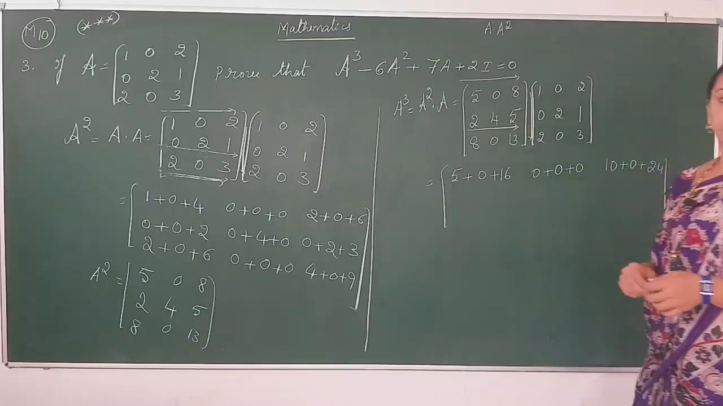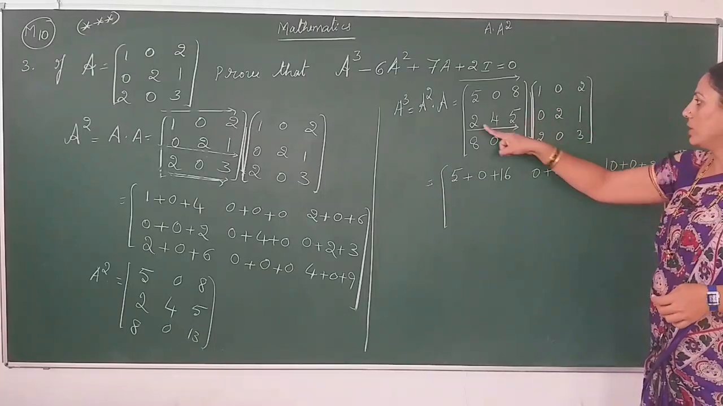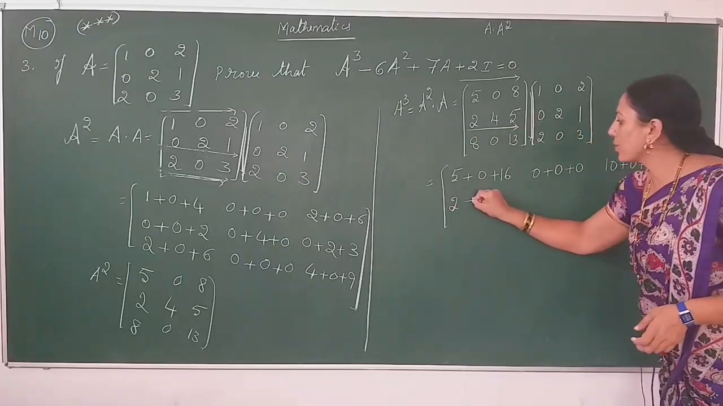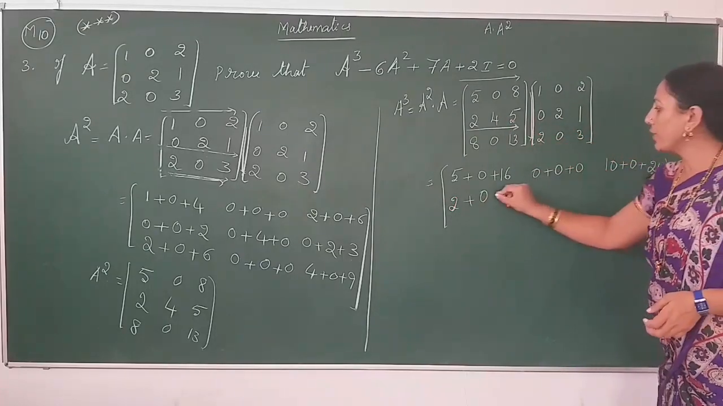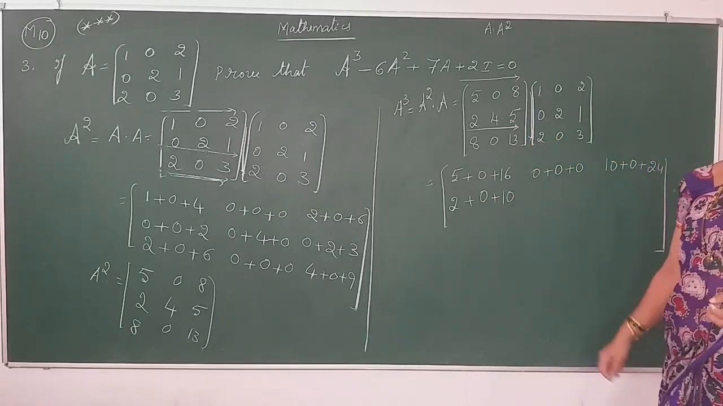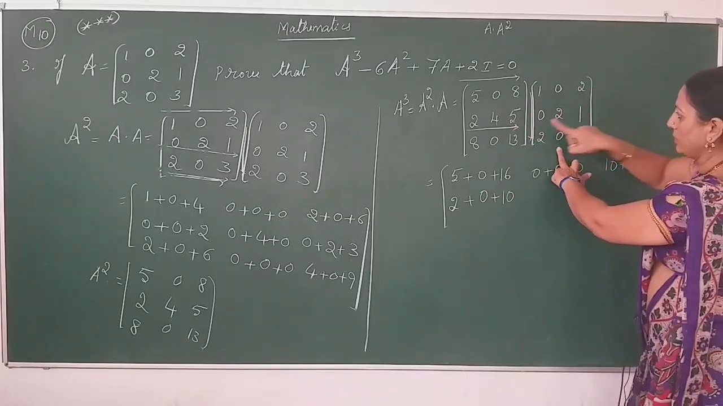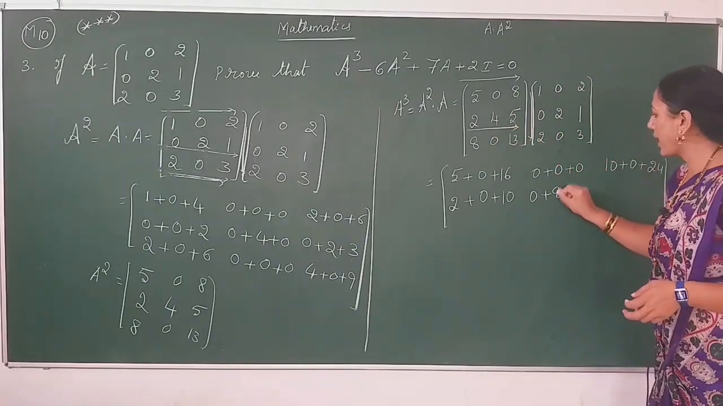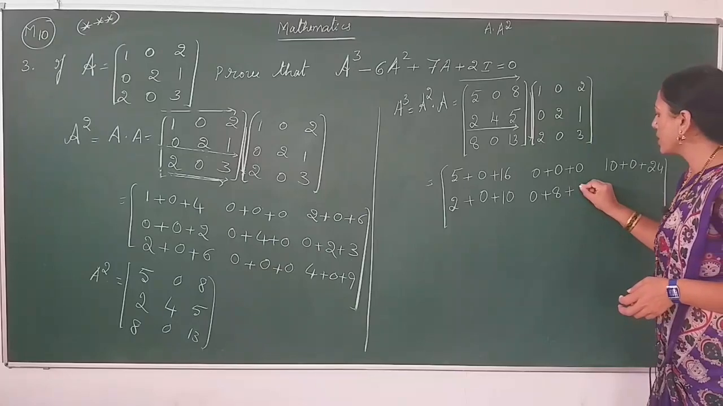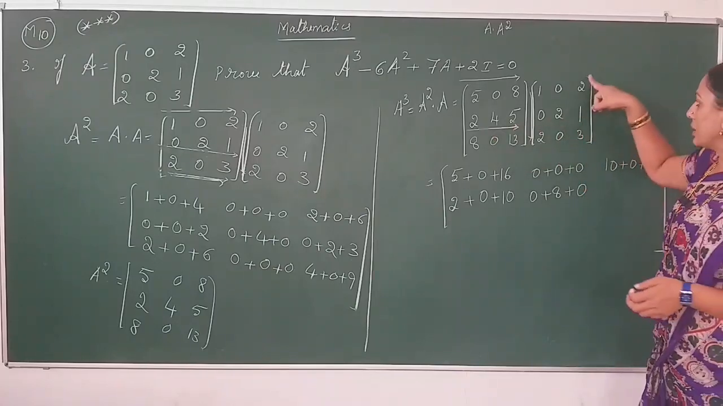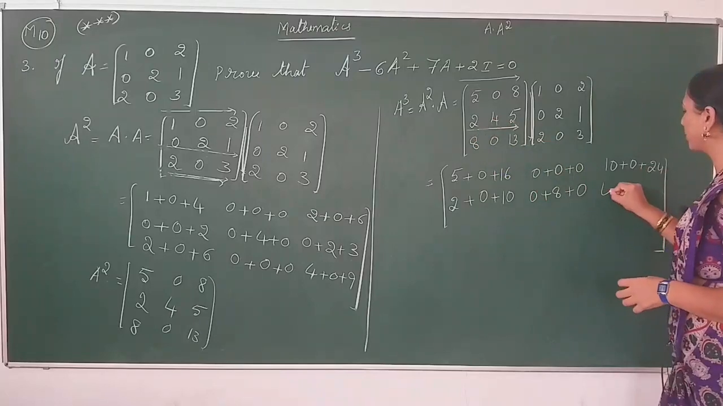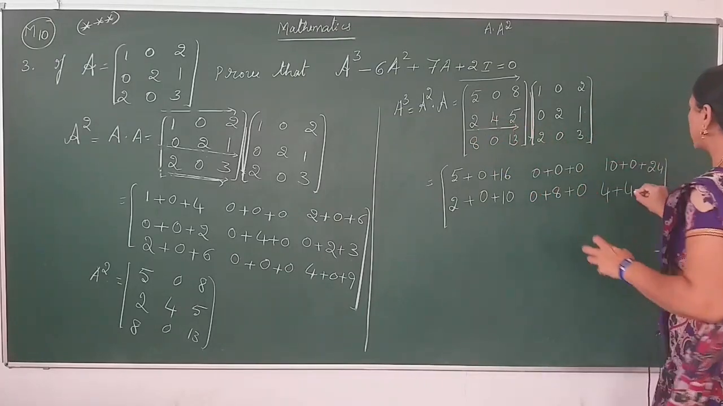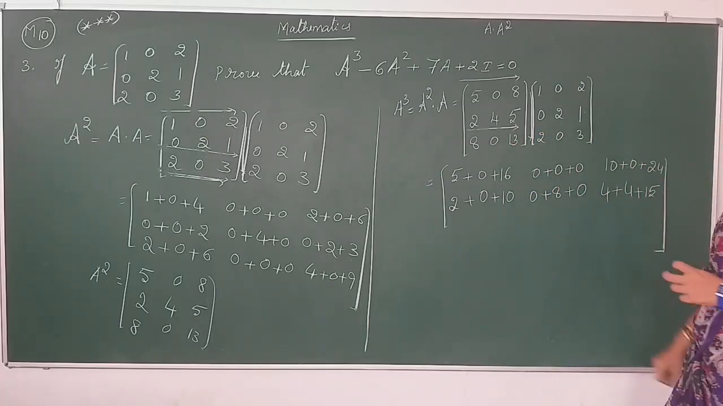Then we'll come to the second row. Second row, first column: 2 into 1 is 2, 4 into 0 is 0, 5 into 2 is 10. Again second row, second column: 2 into 0 is 0, 4 into 2 is 8, 5 into 0 is 0. Second row, third column: 2 into 2 is 4, plus 4 into 1 is 4, plus 5 into 3 is 15.